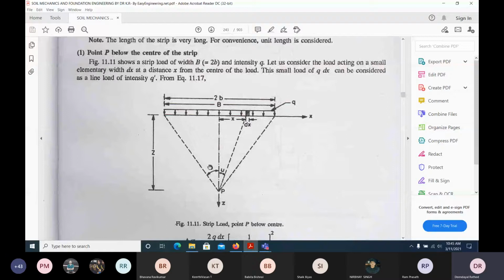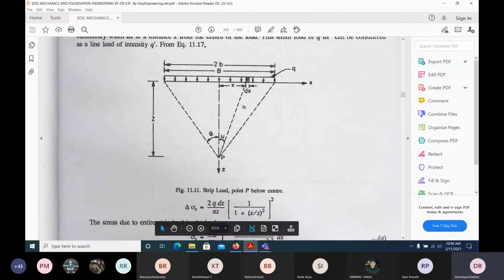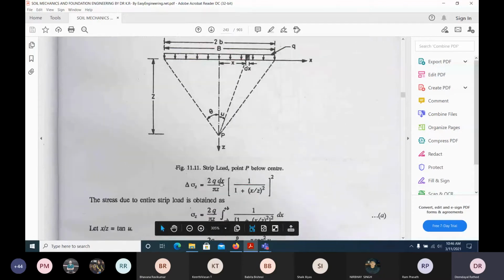Suppose this makes an angle theta. Again, for this strip, b is the width, and I want to write it as 2b. I'll tell you why: for integration it would be easy. Again I will take a small element here, dx. In the previous equation, this intensity we know, and we multiply it with dx. So this equation can be written in this way.